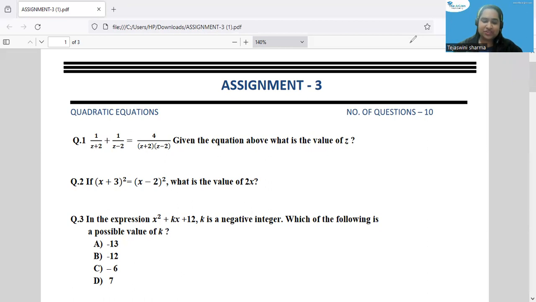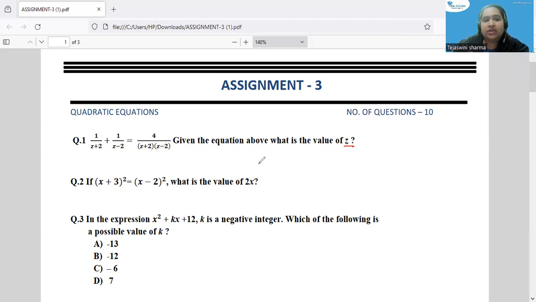Today we are going to discuss the solution for assignment 3, which is for quadratic equations. So the first equation given to us is the expression 1 over z plus 2 plus 1 over z minus 2 is equal to 4 over the product of these two factors. And for finding the value of z, we can use the Broughty method.